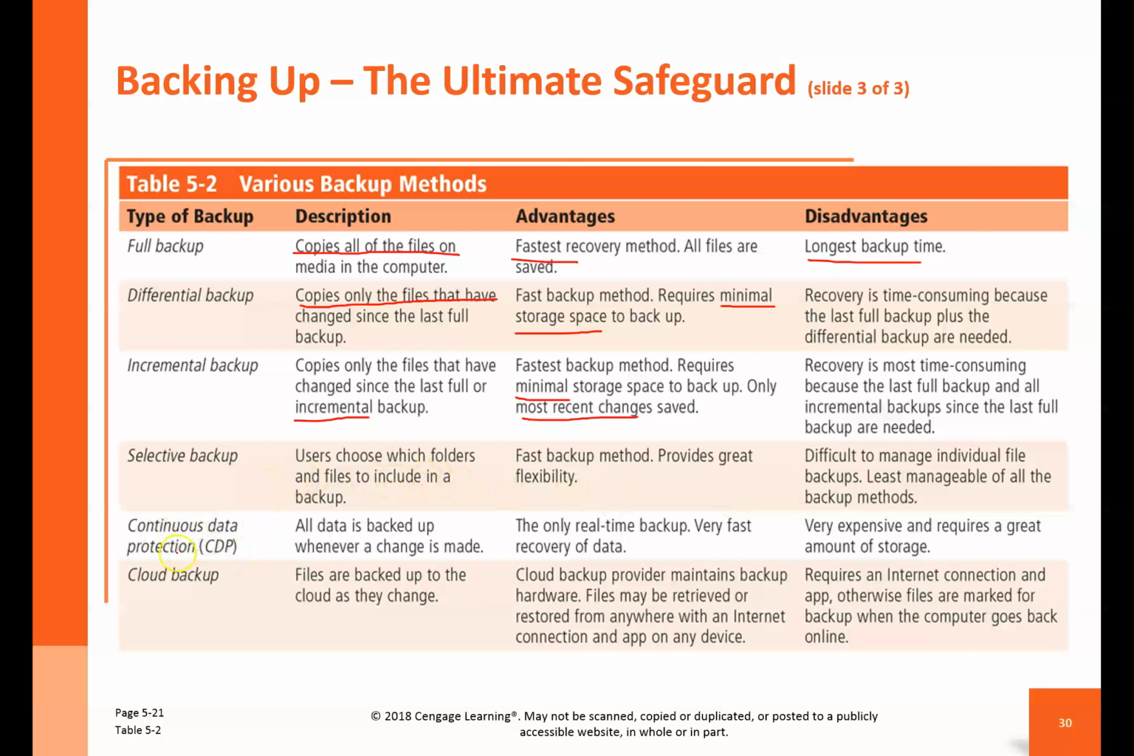How about continuous data protection? That means all data is backed up whenever a change is made. So it's a very up to the minute or second backup. Whatever change you make, basically you back it up. So this is sometimes considered a real-time backup. Real-time backup is good because whenever the system fails, you can always have the backup up to the minute or second before your system failed.